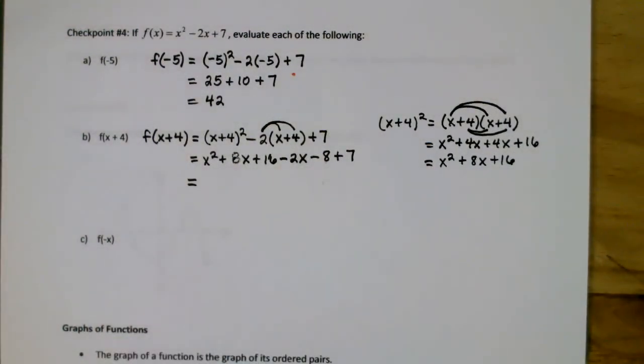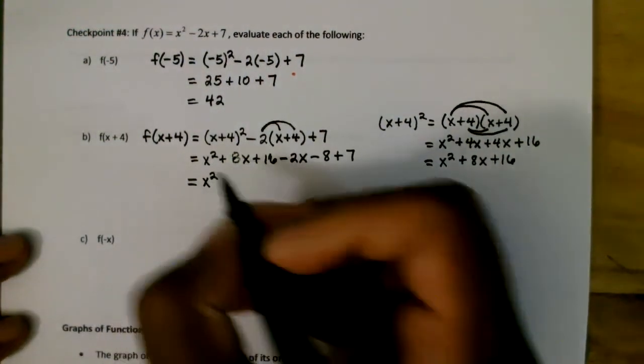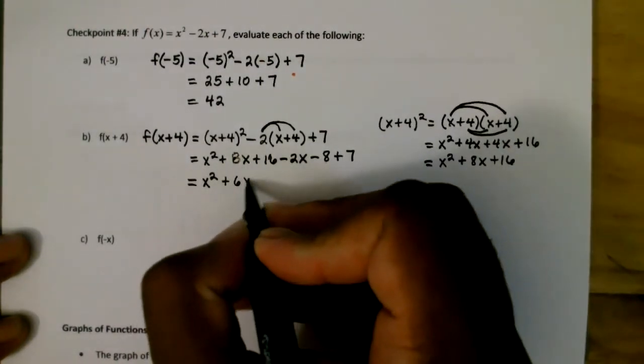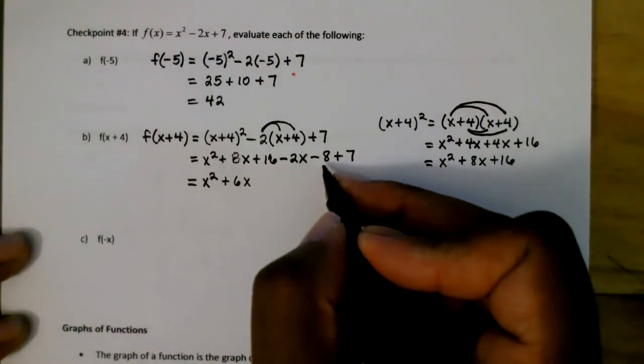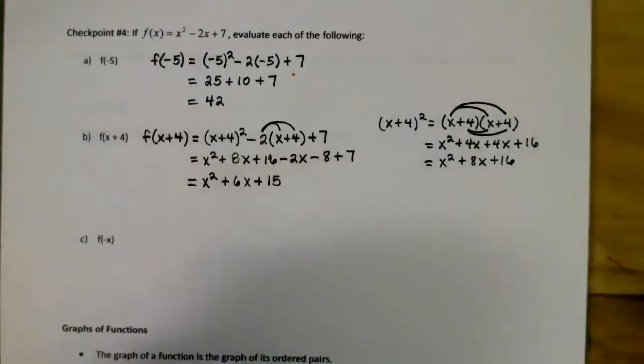Okay, so now I need to combine like terms here. So I'm going to bring down x squared. Let's see, 8x minus 2x is a plus 6x. 16 minus 8 is 8. 8 plus 7 would be a plus 15. Okay, so the expression when x is substituted with x plus 4 in this function would be x squared plus 6x plus 15.